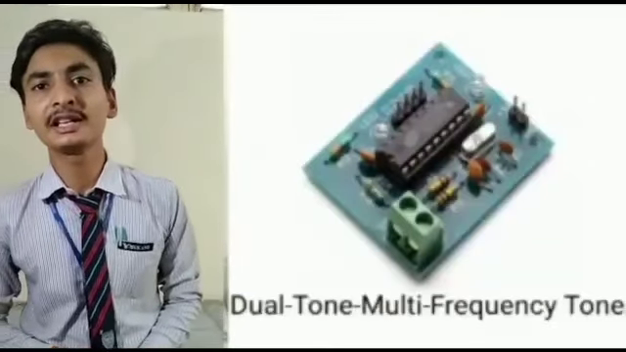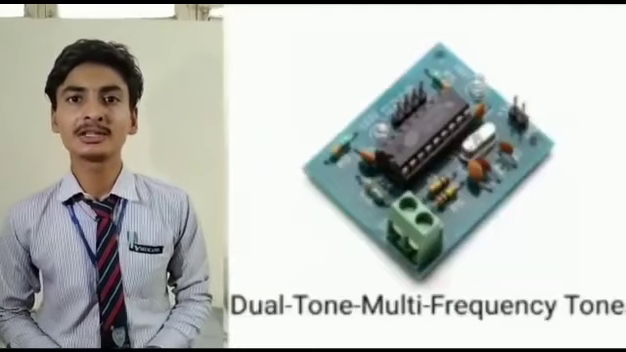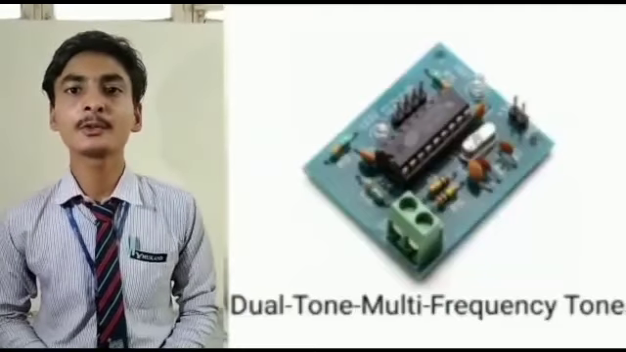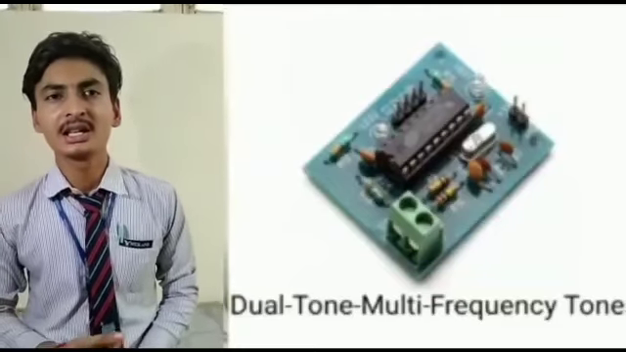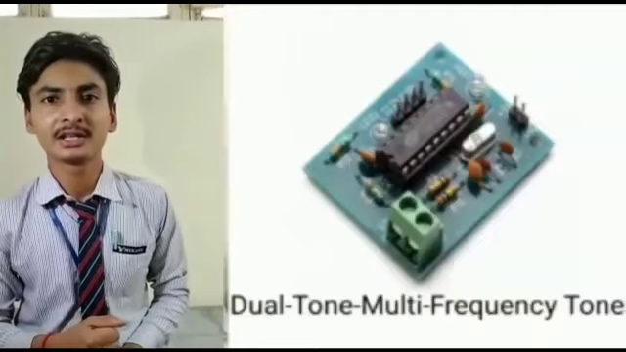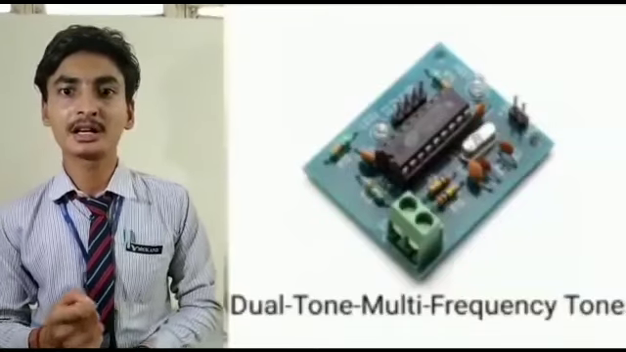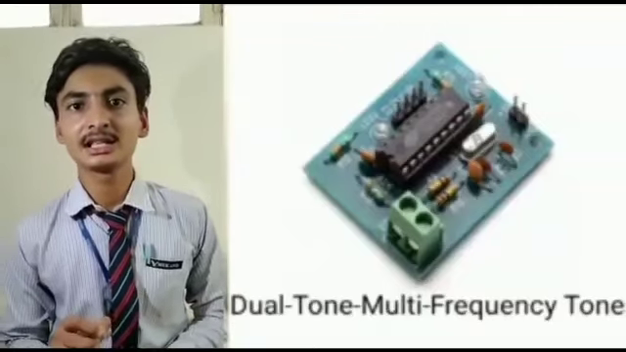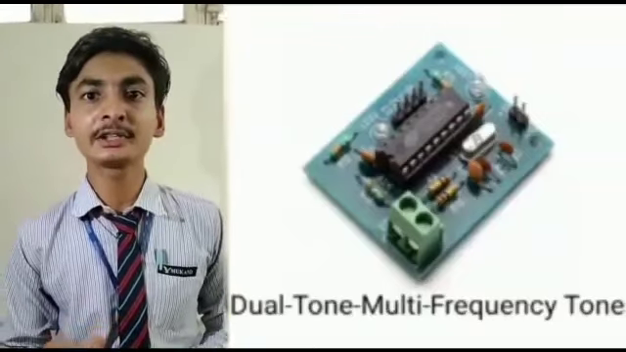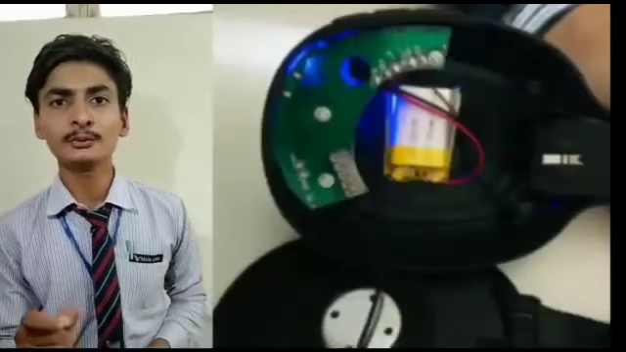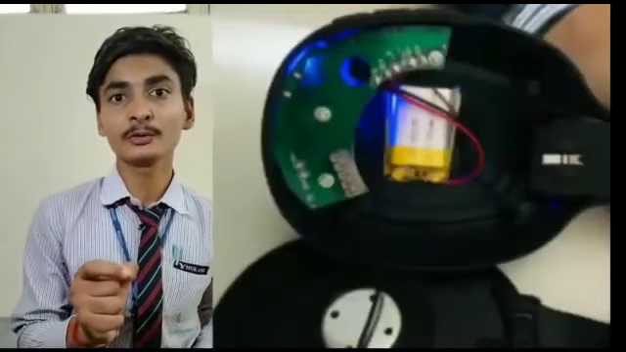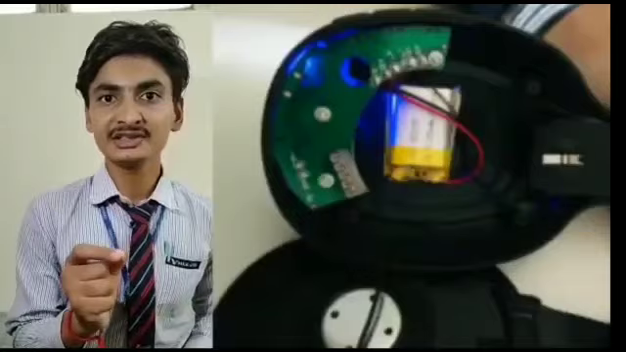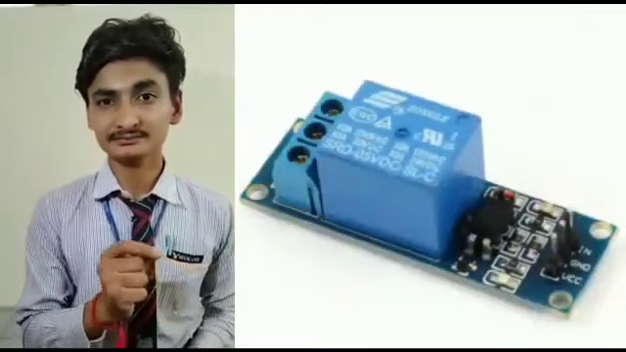Firstly, we use a DTMF module, which is a dual tone multi-frequency module. It is the main module of our model. It is used by telephone companies, and in our model we use it to identify the signals that we are giving to it. It is connected to a Bluetooth module. The Bluetooth module is a sound module of Bluetooth, which is connected to the mobile device.